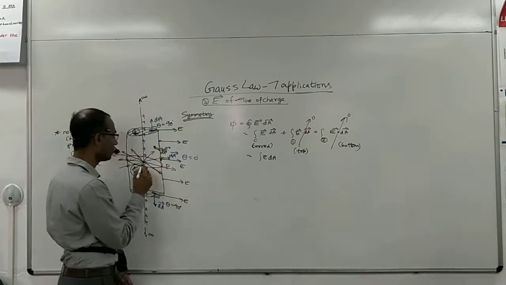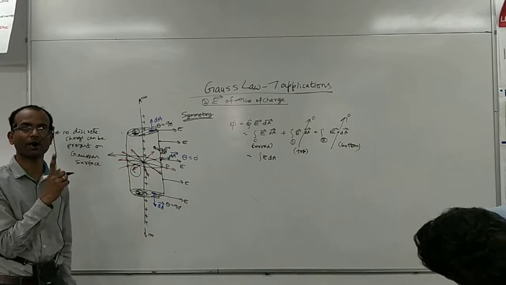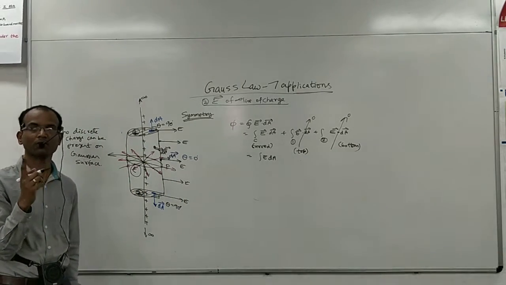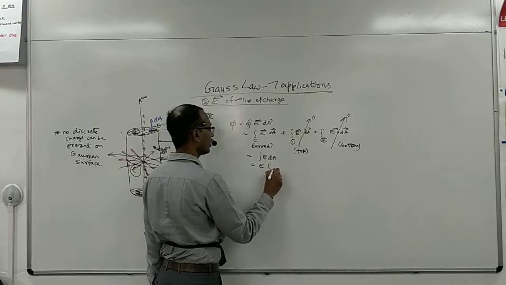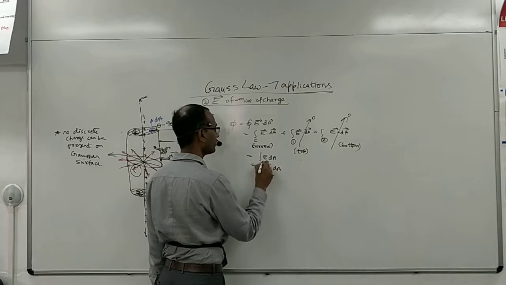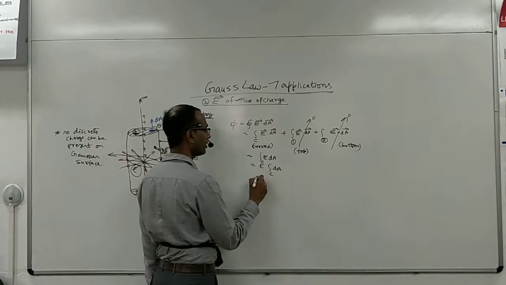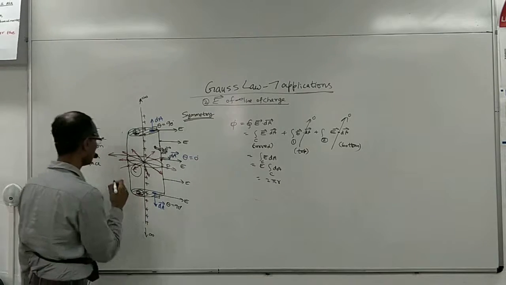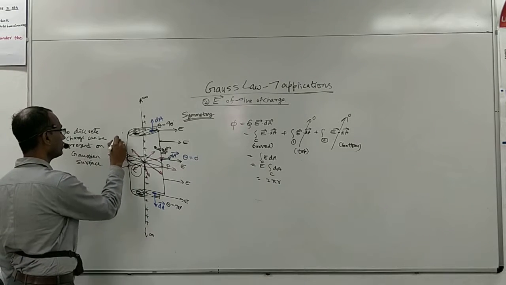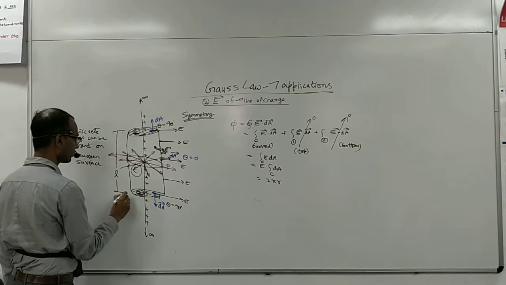And every point on this curved surface is the same distance from the line of charge. So the magnitude of E is constant, and E will come out of the integral of dA over the curved surface. The curved surface area is 2 pi r h, so 2 pi r into L. Let us say the length of this cylinder is L.